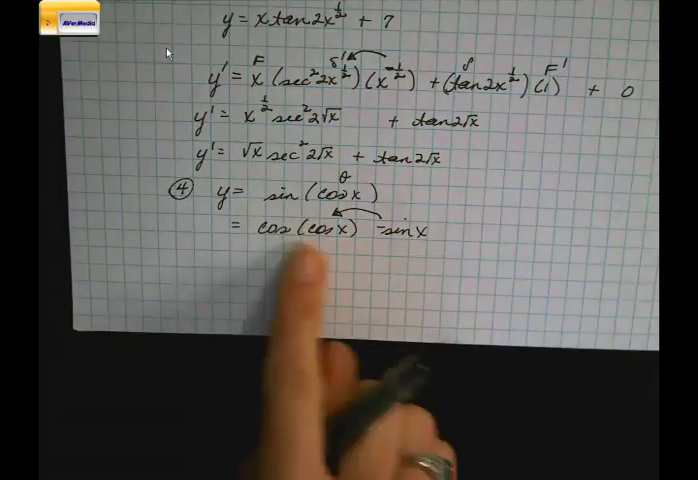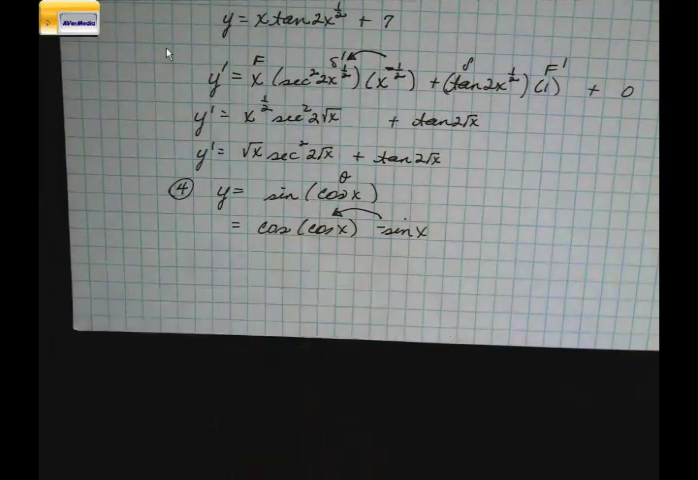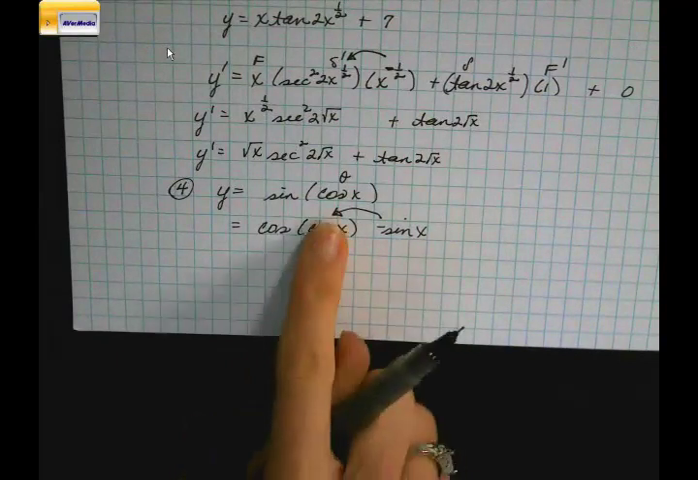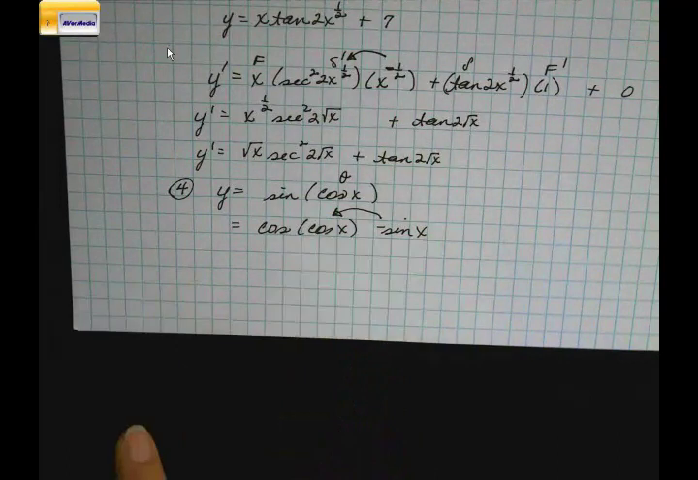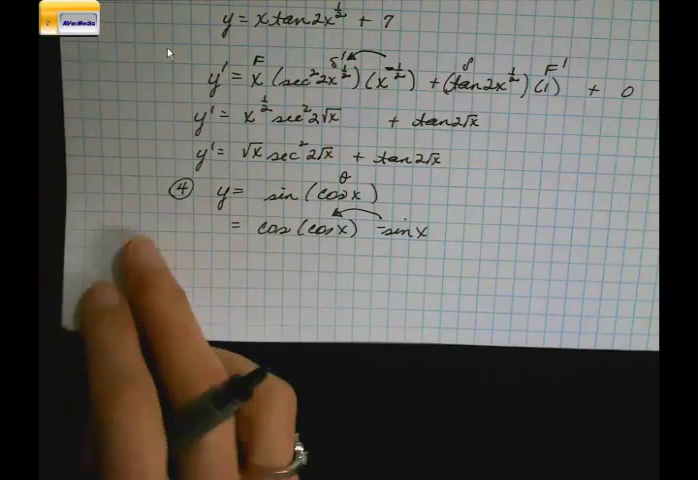This is not cosine squared x, right? Okay, this is cosine of cosine x. There you go. This is the argument of the cosine function. So that's kind of a tricky, an appearance thing. Okay, the appearance of it's really weird.